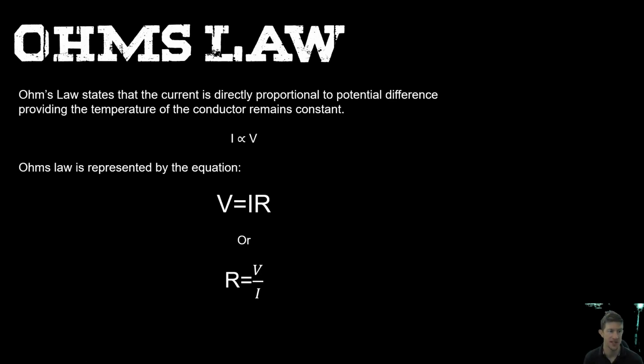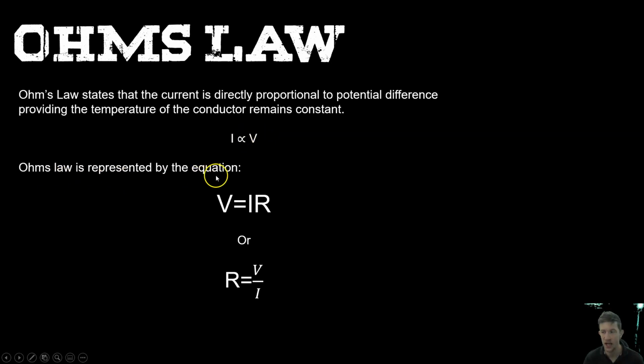So going back to Ohm's law. Ohm's law states that the current is directly proportional to the potential difference, providing the temperature of the conductor remains constant. And shortly you'll see why the temperature is important in this statement. But in general, Ohm is just saying that the current is directly proportional to the potential difference. So remember the little squiggly symbol here is the proportionality. So I is proportional to V.